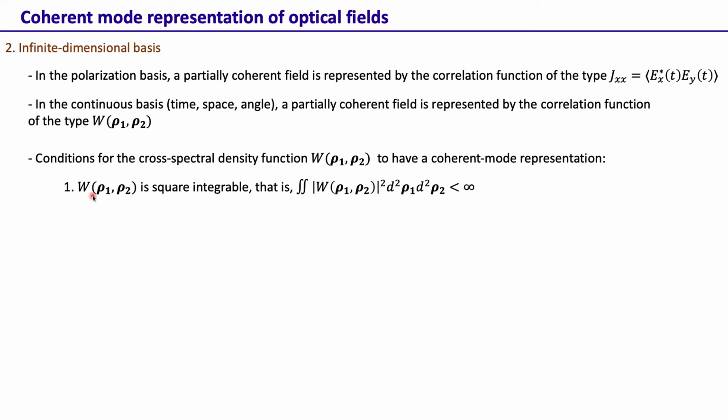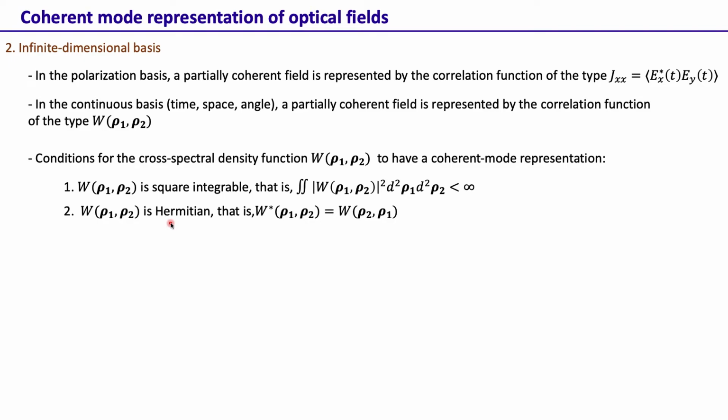The first one is that this cross-spectral density is square integrable. It's basically saying the field is finite, it's not an infinite field. So as long as this is square integrable, that means the integral of W(rho 1, rho 2) over rho 1 and rho 2 is less than infinity. This is the essential requirement for the field to be physical. A physical field has to be square integrable, or the correlation function.